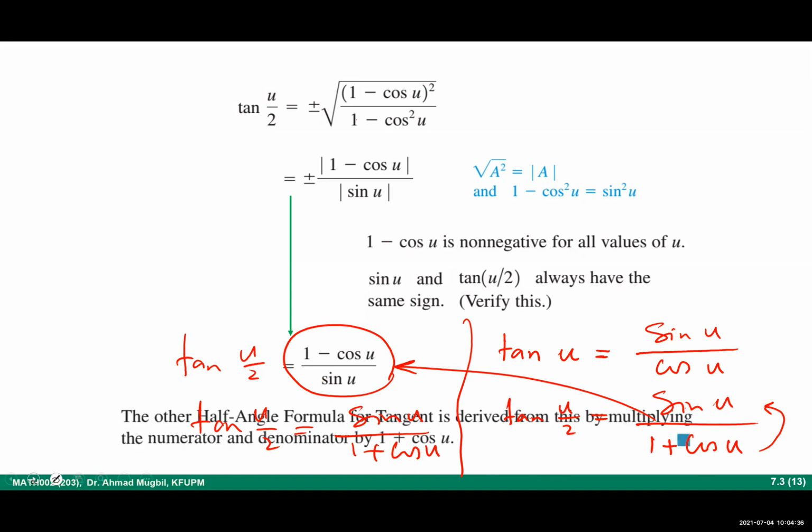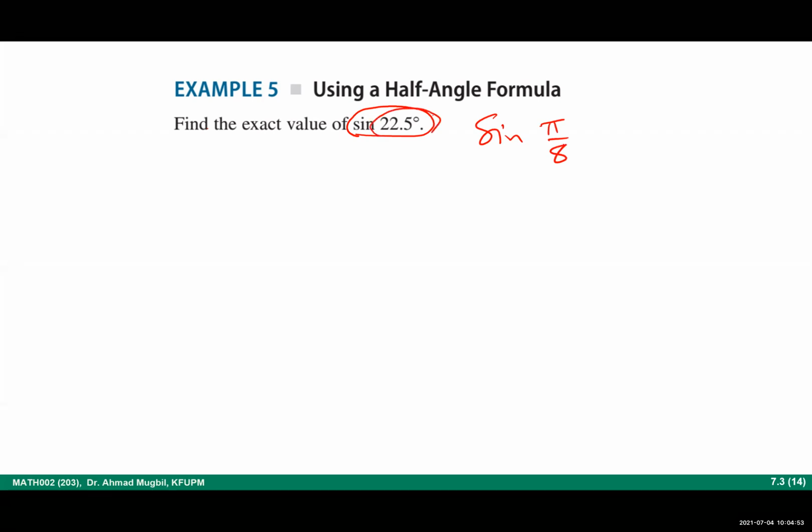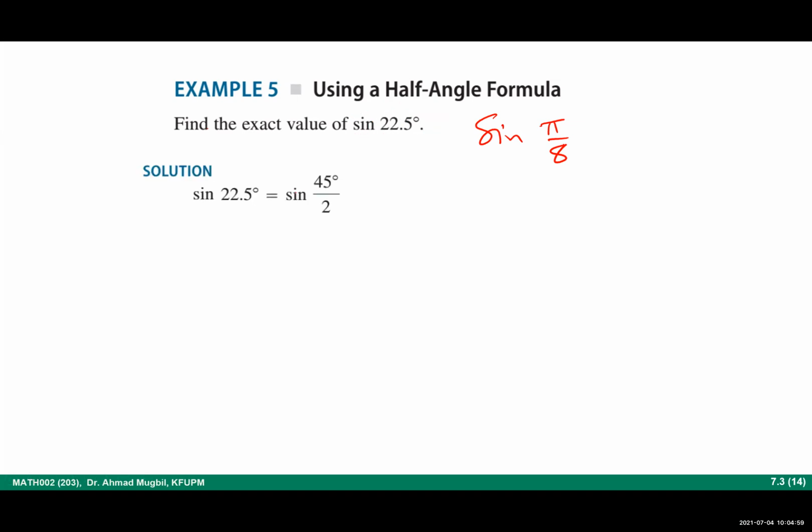Let's now take an example. You can apply this formula several times. Let's start with this: find the exact value of sine 22.5, in other words, what is sine pi over 8? What will you do? This is not a well-known angle. You should realize that this is sine of 45 over 2. So this is u over 2, where u is 45 degrees and u over 2 is 22.5.